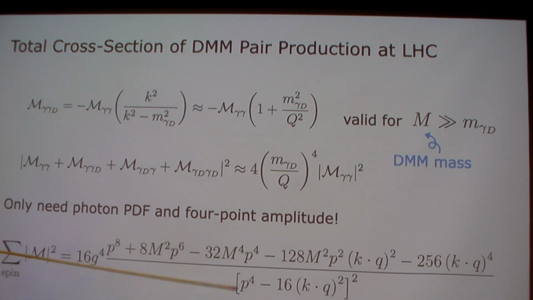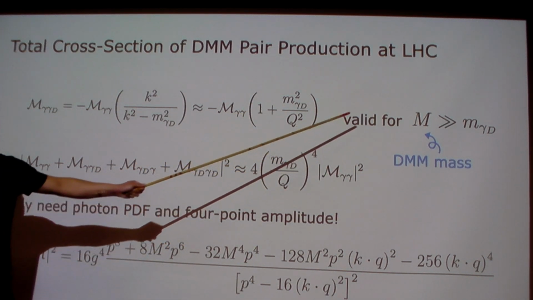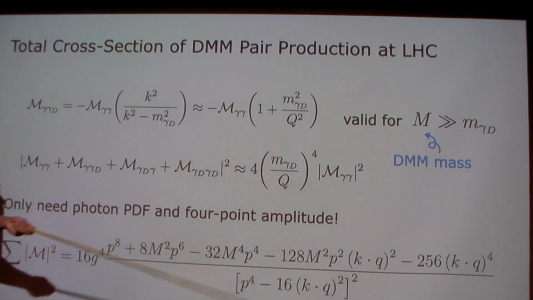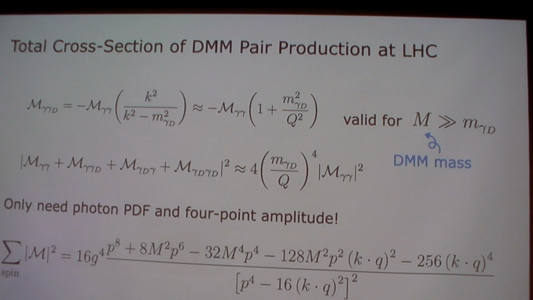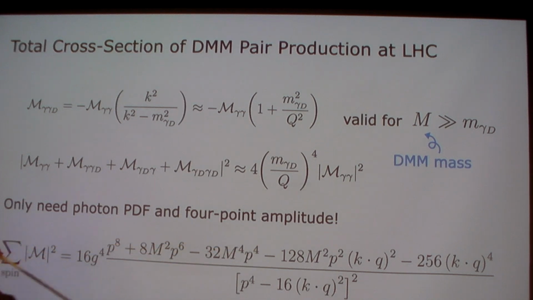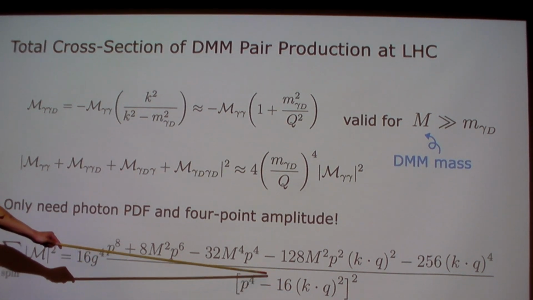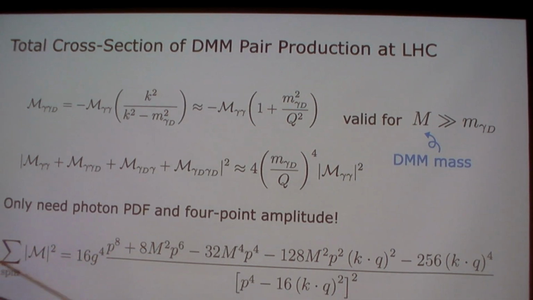Because if the dark monopole is very heavy, then the collision scale must be bigger than the mass, and therefore the collision scale will be way bigger than the dark photon mass. So we can just look at this region for now, where we only need the photon PDF, and we can just use a 4-point amplitude, which has already been calculated by, again, John and Chris. This is the spin sum, and this P and Q are the momenta of the particles, and M is the mass of the dark magnetic monopole.